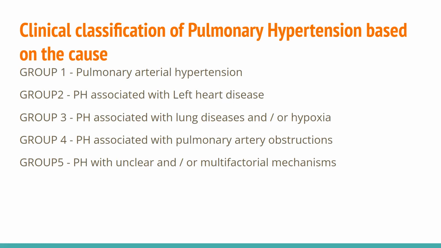Group 3 is pulmonary hypertension associated with lung disease or hypoxia. Group 4 is pulmonary hypertension associated with pulmonary artery obstruction. Group 5 is pulmonary hypertension with unclear or multifactorial mechanisms.